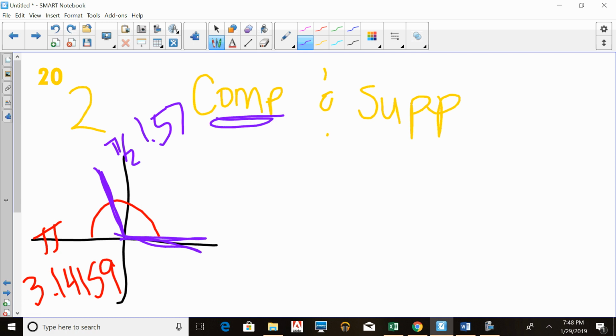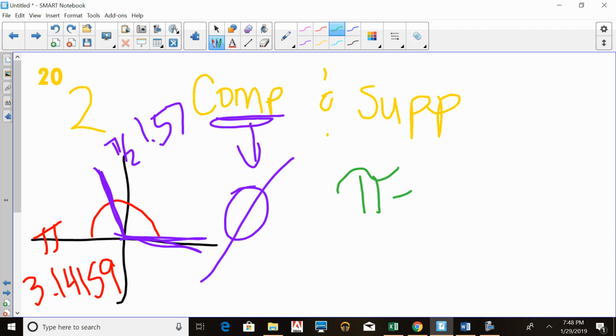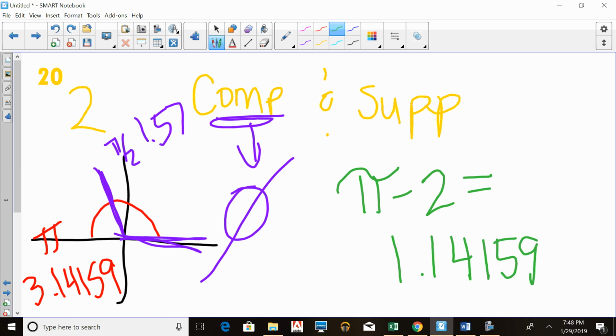Complements have to total 90. Well, that's already bigger than 90 degrees. So, for a complement, there isn't one. Now for a supplement, you would take pi minus 2. And 3.1415 minus 2 is 1.141592654. All right.